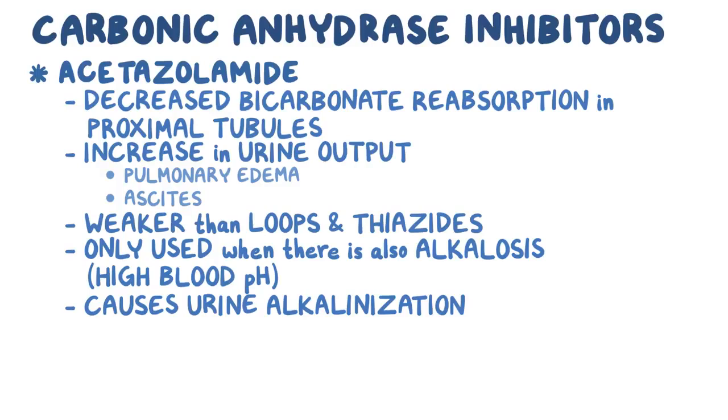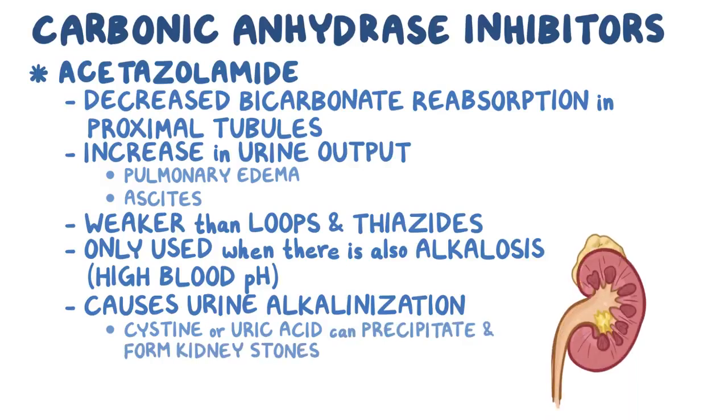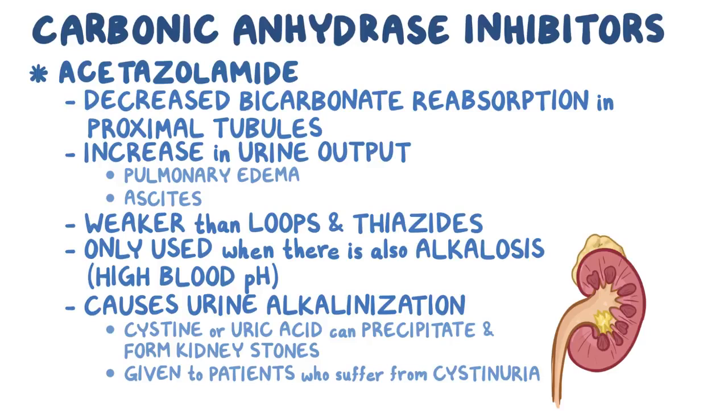If urine pH is too low, some compounds like cysteine or uric acid in the urine can precipitate and form kidney stones. So, to prevent kidney stone formation, acetazolamide is given to patients who suffer from cystinuria, which is when there's too much cysteine in the urine, or gout, where there's too much uric acid in the blood, and consequently, the urine.